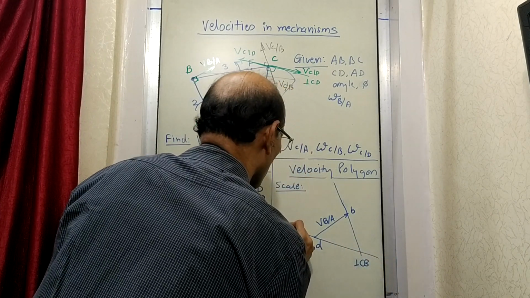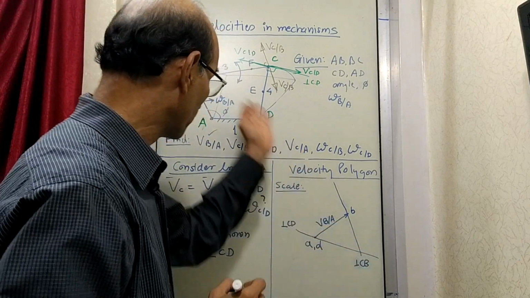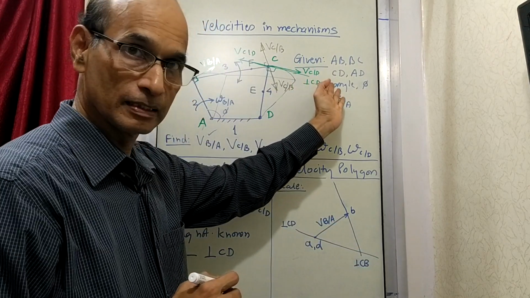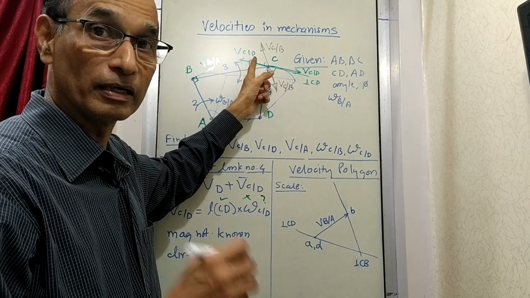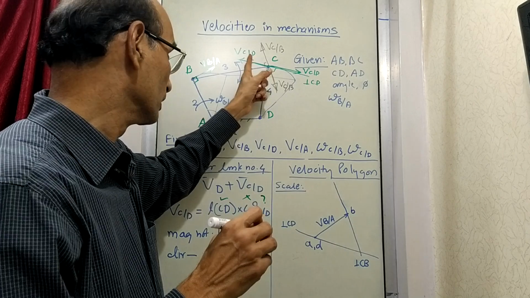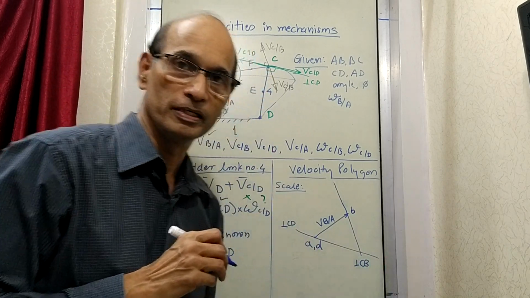So when I draw the line like this from D, this is a line drawn perpendicular to CD. This line is drawn perpendicular to CD along this, because on this line, the velocity of C with respect to D vector is going to lie, and this vector has got its tail at D. Therefore, the line is drawn from D.